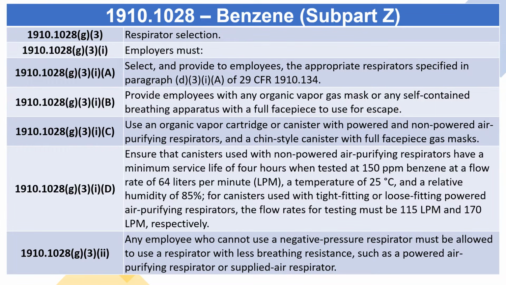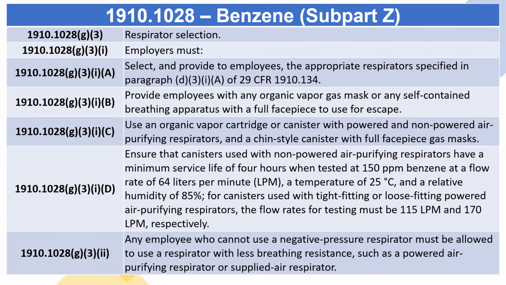Ensure that canisters used with non-powered air purifying respirators have a minimum service life of 4 hours when tested at 150 ppm benzene at a flow rate of 64 liters per minute (LPM), a temperature of 25 degrees Celsius, and a relative humidity of 85%. For canisters used with tight-fitting or loose-fitting powered air purifying respirators, the flow rates for testing must be 115 LPM and 170 LPM, respectively.